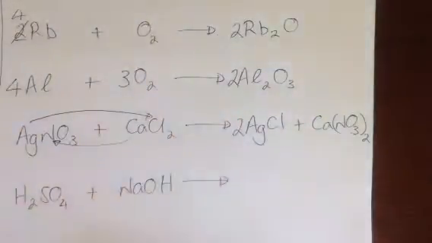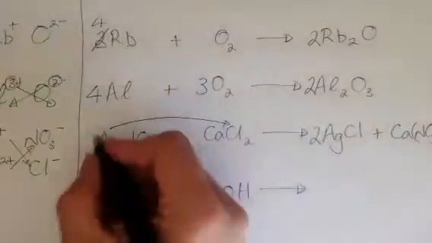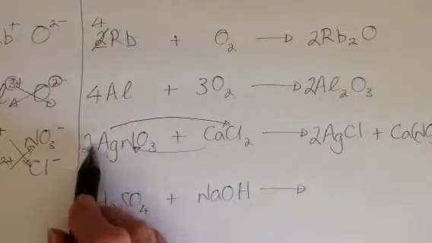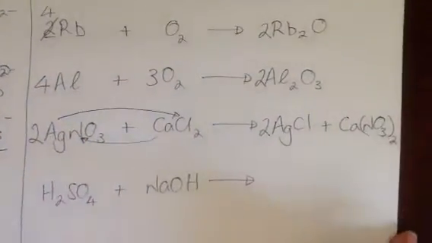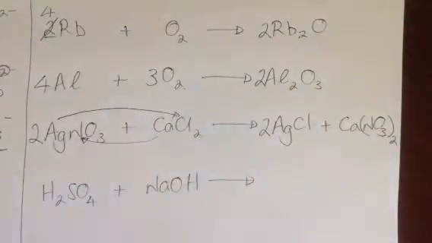Okay, that gives us 2 chlorines. It also gives us 2 silvers. So we put a 2 here. Now we have 2 silvers and 2 nitrates. And over here we have 2 nitrates. So the equation is balanced.